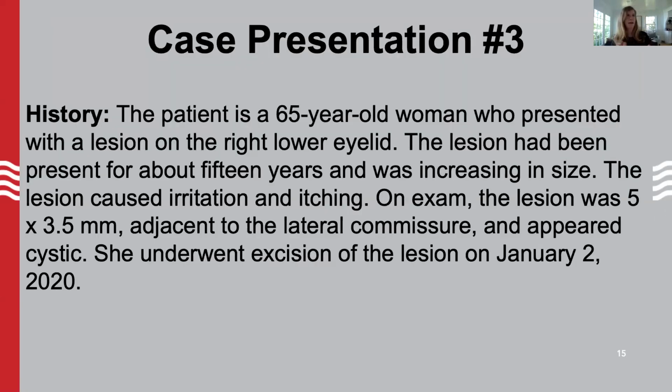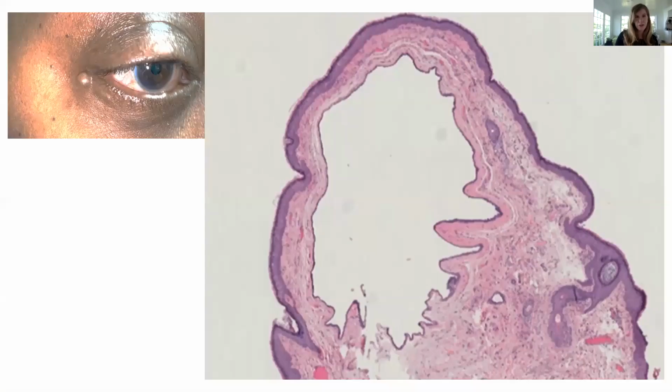Okay, so our third presentation here. A 65-year-old woman presented with a lesion on the right lower eyelid. It had been present for 15 years and was increasing in size. The lesion caused irritation and itching. It was fairly large, 5 by 3.5 millimeters. It was adjacent to the lateral commissure. I'll show you a picture of it, and it appeared cystic. So she underwent excision of this lesion.